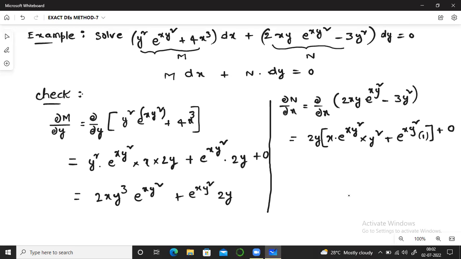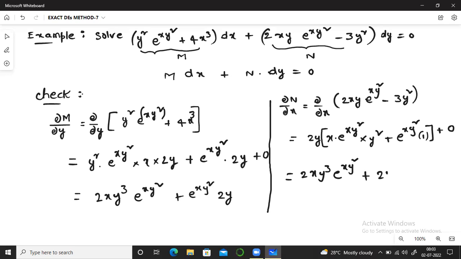See, remember in this, don't get confused. Here 2y I have taken out because they are constants while differentiating with respect to x. And for x into e^(xy²) I have applied the uv formula: x into e^(xy²) into y² plus e^(xy²) into ∂/∂x of x, which is 1. So finally what you are getting here, the first term is 2xy³ e^(xy²).